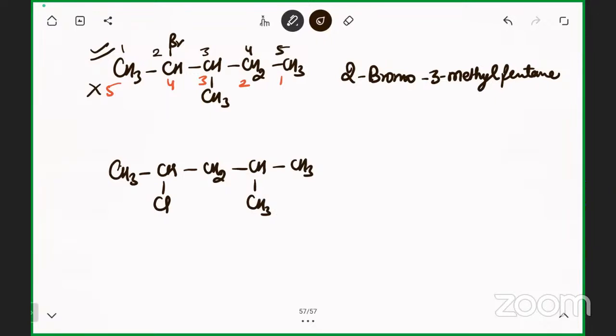From left side, sir. Yes, sir. Very good. Again, name 2-chloro, 4-methyl pentane. So these are easy. Just minimum set of locants and that's it.